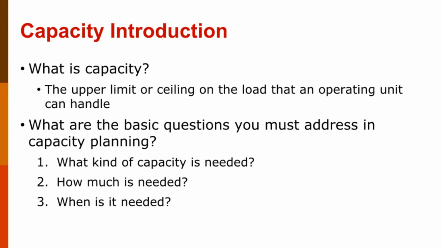The first is what kind of capacity is needed. In a factory, this might be, do you need more low-speed drill press capacity or do you need more high-speed drill press capacity? In a restaurant, this might be, do you need more four-person tables or do you need more larger tables? The second question is how much capacity is needed.